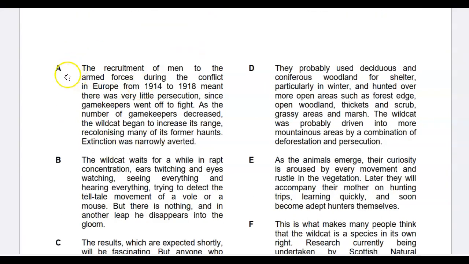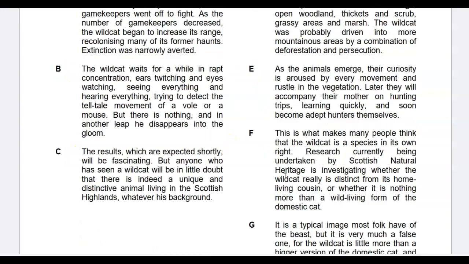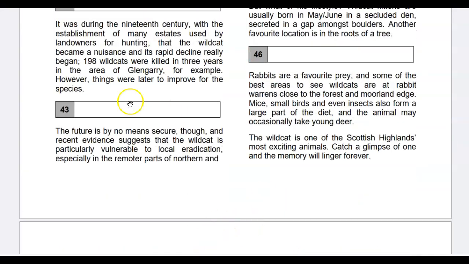Here we have the paragraphs A, B, C, D, until G. You're going to try to fit each paragraph into the rest of the paragraphs.